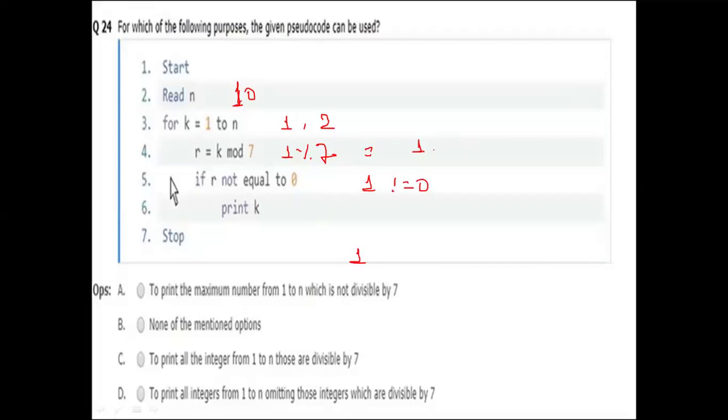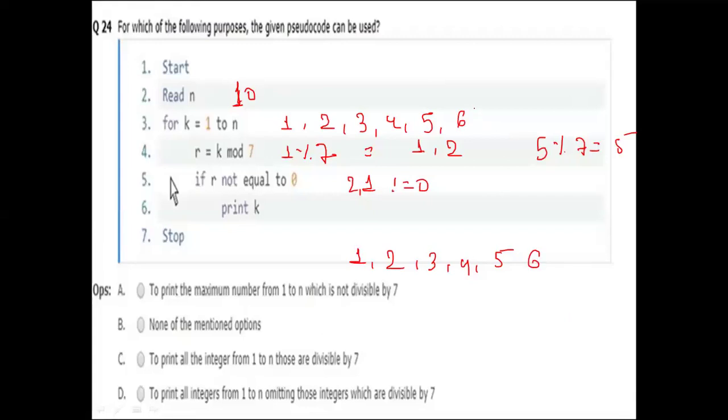Done. Now similarly we'll proceed for 2. 2 mod 7 also will be 2. Now we'll try to check: is 2 not equal to 0? Yes, 2 is not equal to 0. Then print the k. 2 also will be printed. Similarly 3, 4, 5. Until this point, when you do 5 mod 7, it will be 5. 5 is not equal to 0. So you will keep on printing 1, 2, 3, 4, 5. For 6 also it is fine. It will print 6 also.